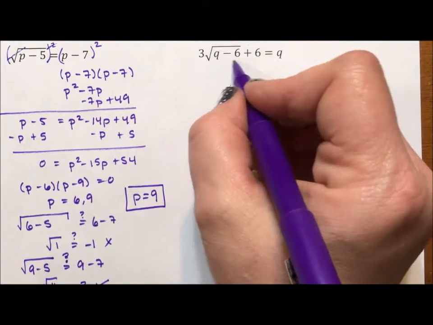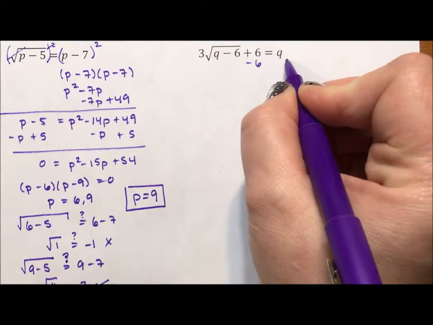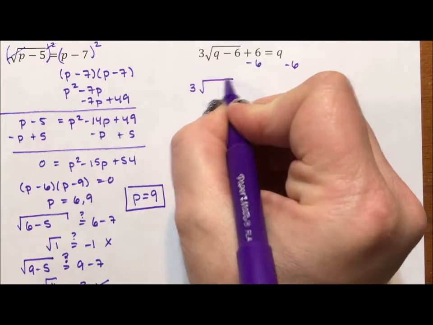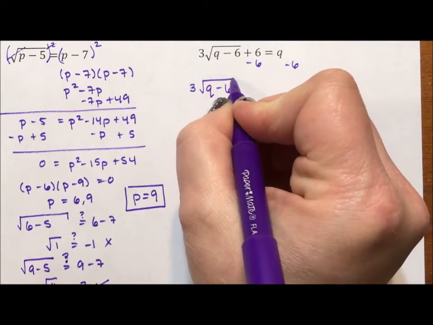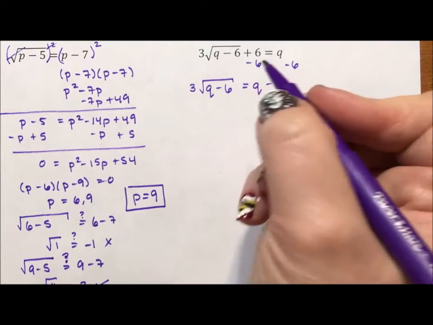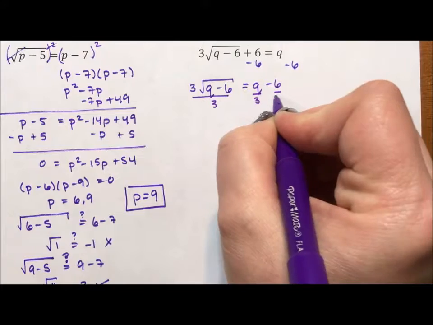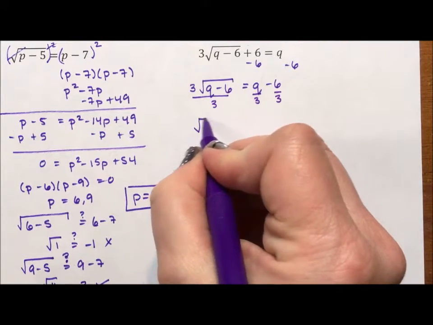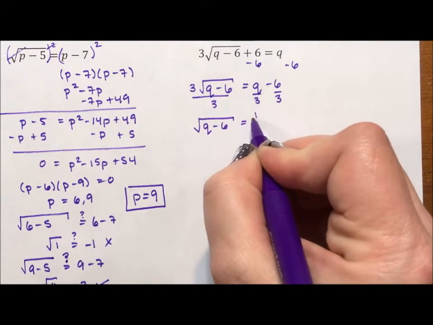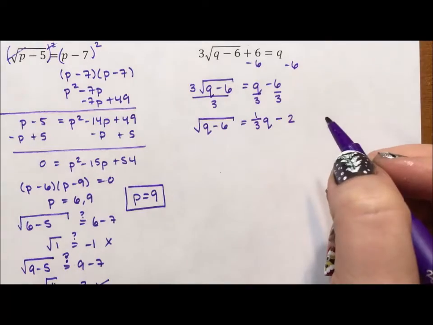This time we need to get the square root of q minus 6 alone. So I need to subtract 6 from both sides. I'm going to get 3 times the square root of q minus 6 equals q minus 6. But then I need to divide by 3, and I'm going to do this term by term. So I have the square root of q minus 6 equals 1/3 q minus 2.